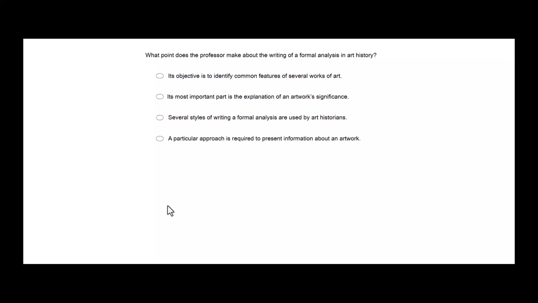This is the specific approach to write a formal analysis that the professor discusses in the lecture. This option 4 is the correct one.